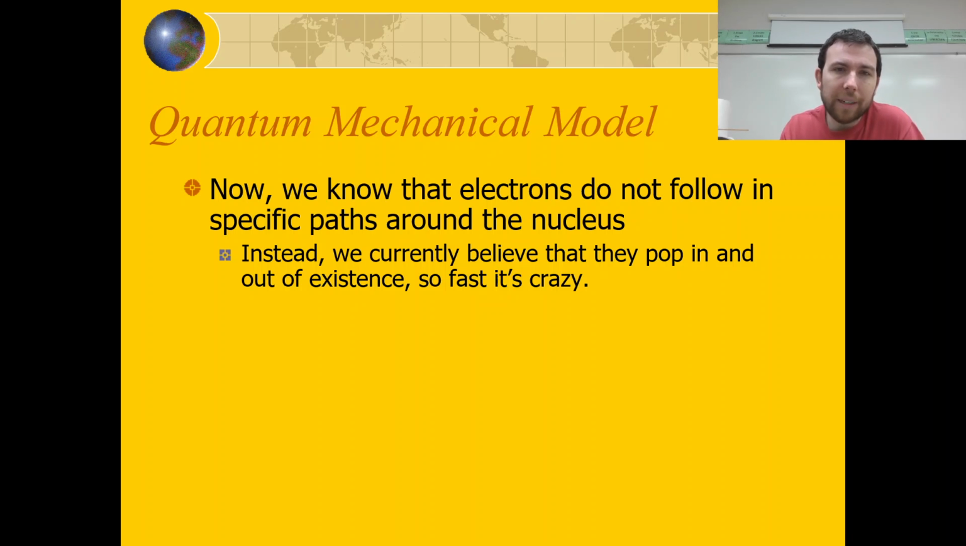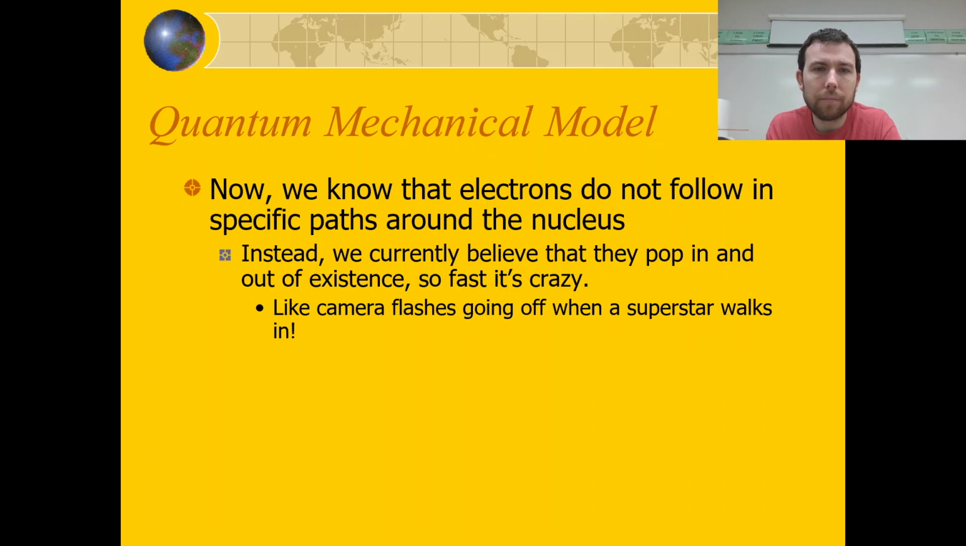So really what we're determining is a probability. We can estimate mathematically that there's a probability that an electron is going to exist in a specific location, like a certain percentage, right? Like there's a 90% probability the electron is in this spot. And you can think of it like camera flashes going off when a superstar walks in, like at the red carpet. As they're popping off, that's kind of like the existence of the electron. It gets picked up in that manner.